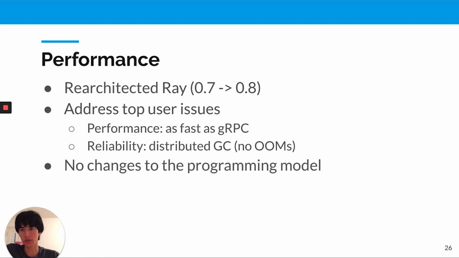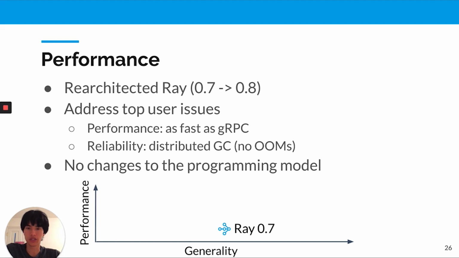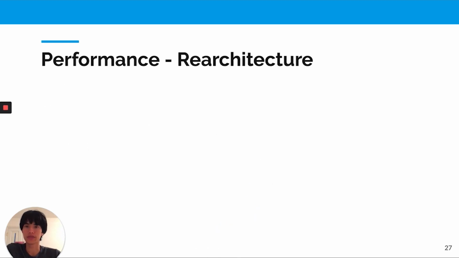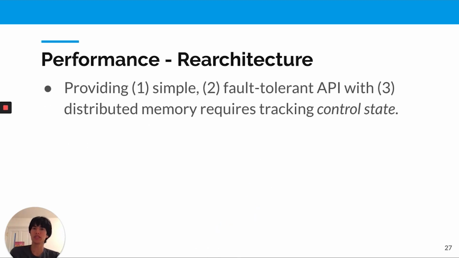Okay, and of course we wanted to do all of this without any compromises in the programming model. So if 0.7 is here in terms of performance and generality, the goal with 0.8 was to move here. And while it was mostly about performance, having better performance actually increases the generality, because the higher the performance, the more applications you can support.